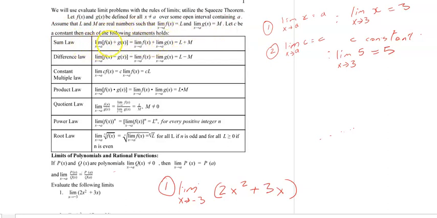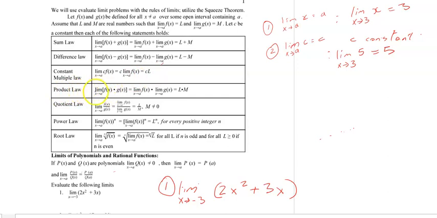For the sum law, the limit as x tends to a of f of x plus g of x, in brackets, is equal to the limit as x tends to a of f of x plus the limit as x tends to a of g of x. That will be equal to L plus M. The difference law, the limit as x approaches a of f of x minus g of x, in brackets, equals the limit as x approaches a of f of x minus the limit as x approaches a of g of x. That is equal to L minus M. The constant multiple rule, the limit as x approaches a of c times f of x is equal to c times the limit as x approaches a of f of x, that is equal to c times L.